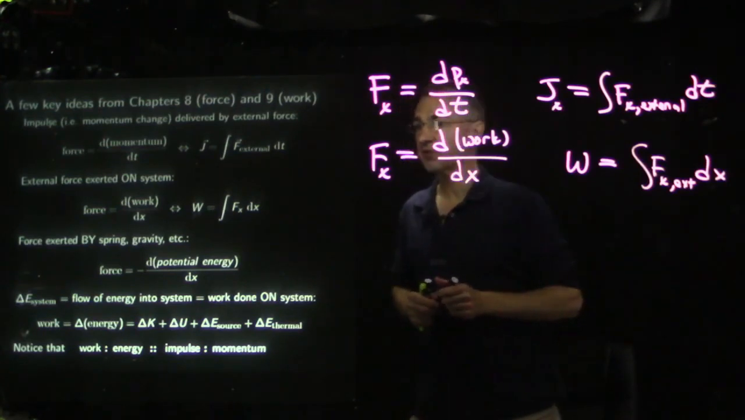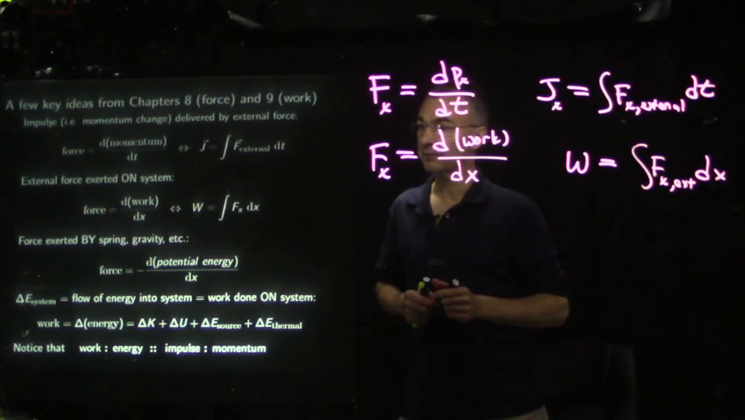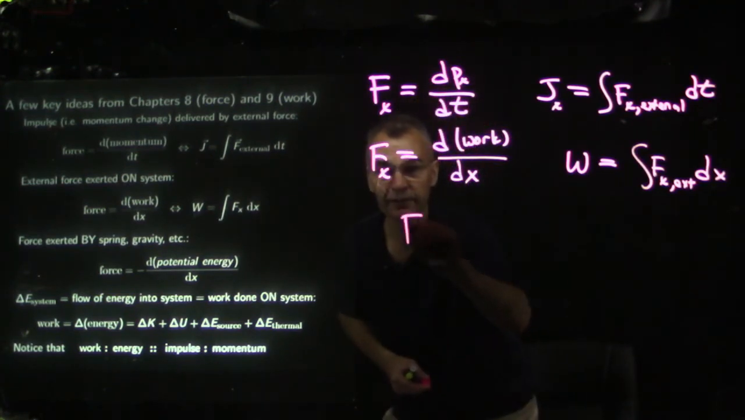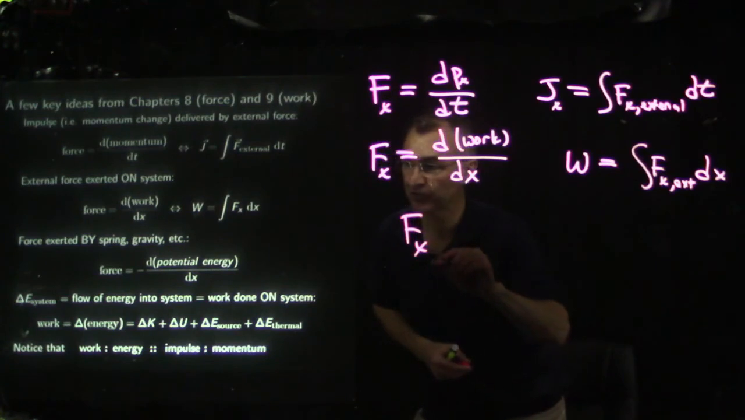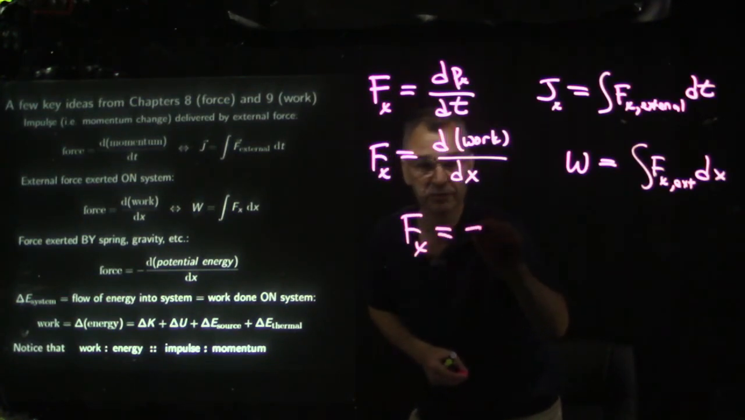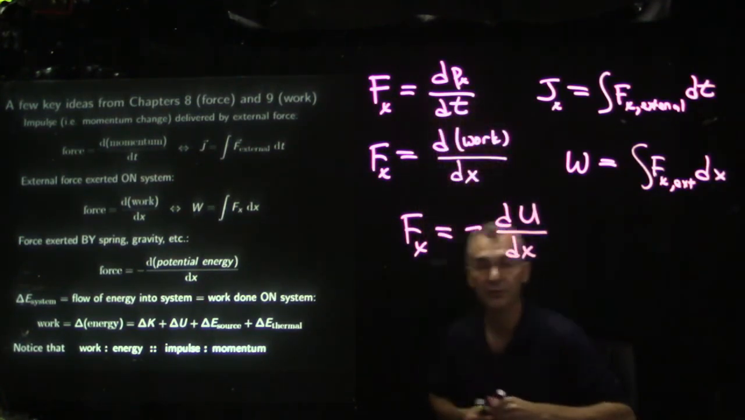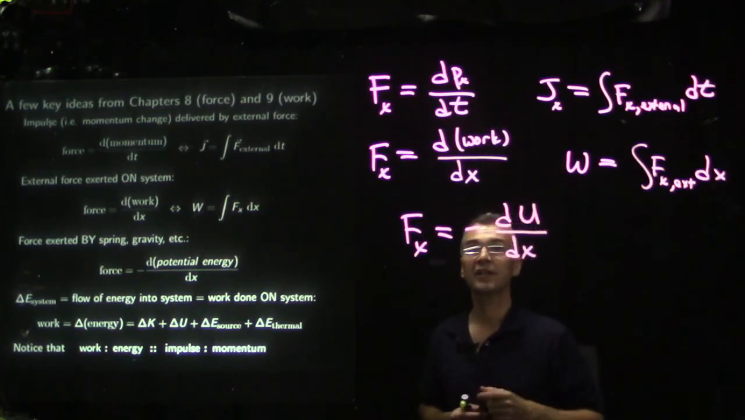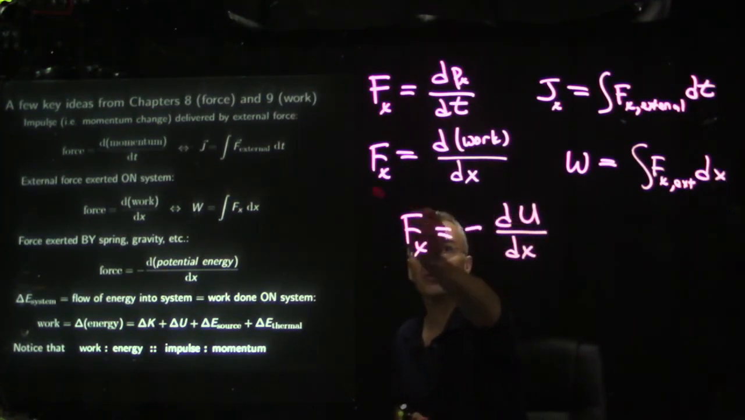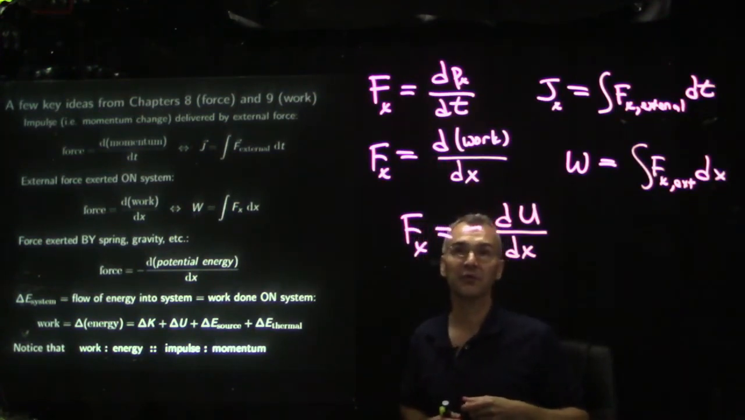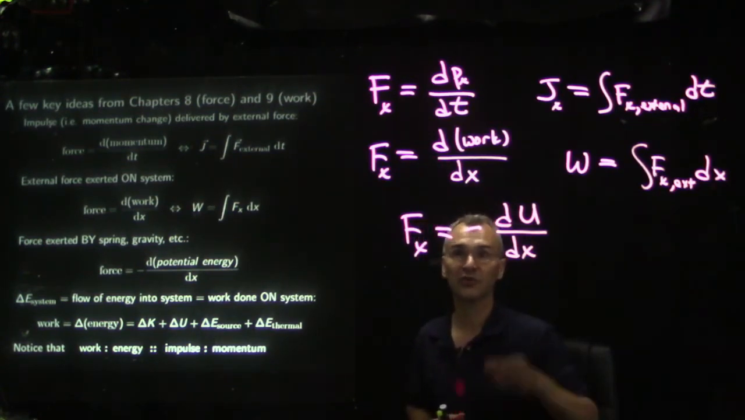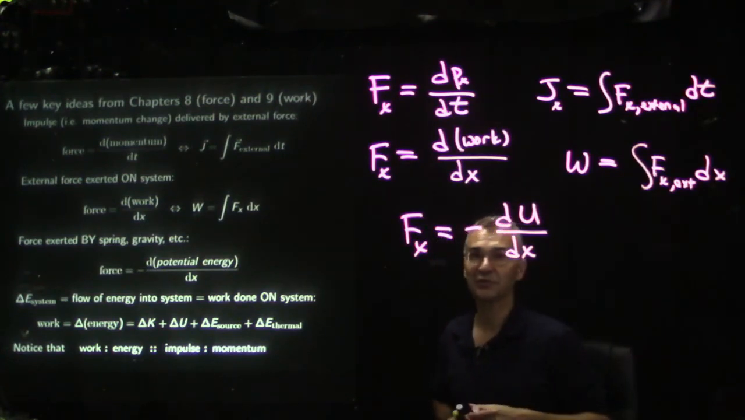If you have a force exerted by a spring or a force exerted by gravity, then the force exerted by the spring or the force exerted by Earth's gravity in the x direction is minus the derivative of that potential energy function with respect to position. So force is positive the derivative of work with respect to position by an external force. Force is minus the derivative of a potential energy function with respect to position. Although you kind of have to think carefully about what is exerting the force.